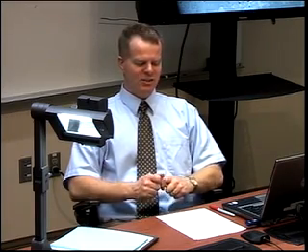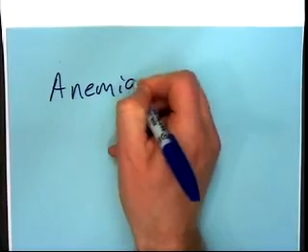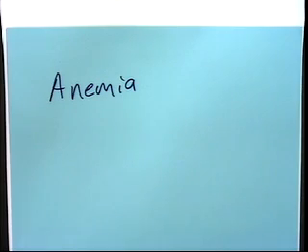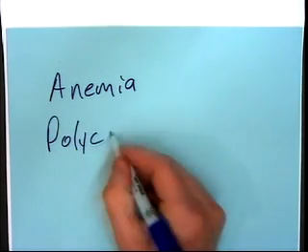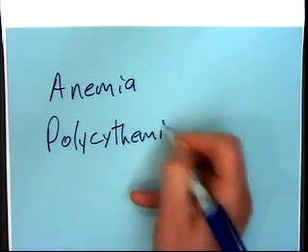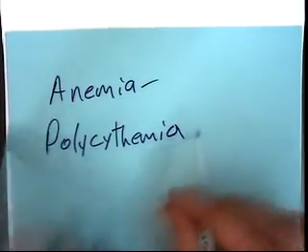All right, today's lecture is on erythrocyte or red blood cell disorders. So when we talk about red blood cell disorders, we basically have two different choices. We either have not enough red blood cells, which we call anemia, or we have too many red blood cells, which we call polycythemia. And the first one we're going to discuss is anemia, or not enough red blood cells.